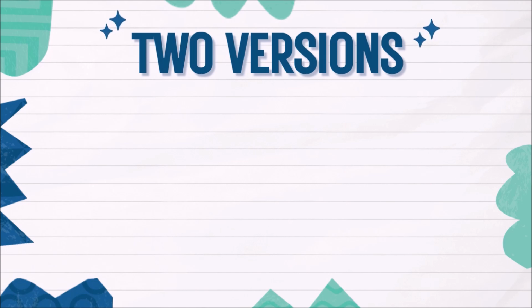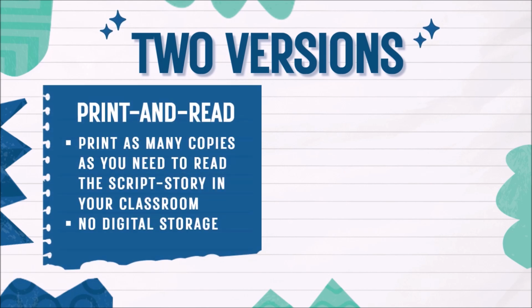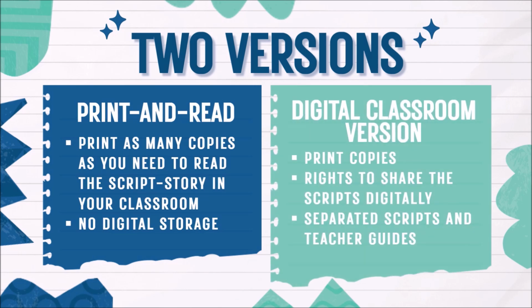One final note. Our script stories are available in two formats. The first is the print and read version, which provides a collection of scripts and teacher guides in one downloadable file. This format is designed for you to print physical copies directly from your computer. The second option is the digital classroom version, which grants a single teacher the rights to share the scripts digitally with his or her students.